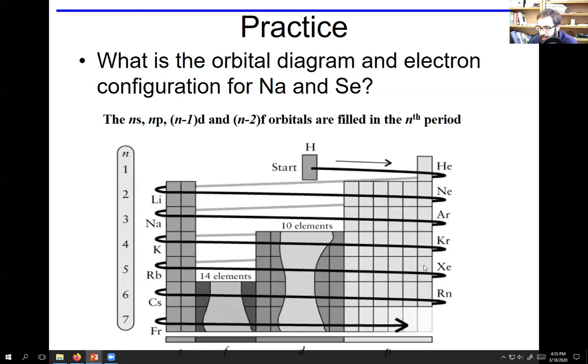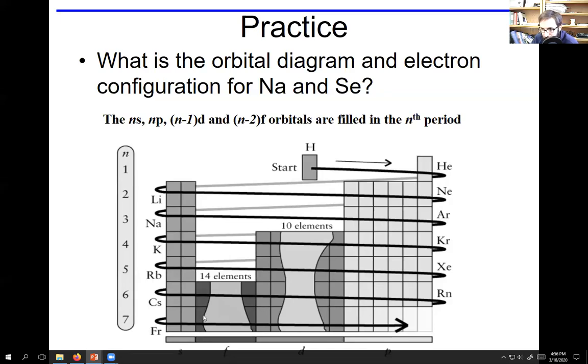5p6 gets you to xenon. 6s2 gets you to barium. 4f14 gets you to lutetium. And then you're going to be over here. So we did 4f14, 5d10. That's going to get you to mercury, Hg. Row 6, right? 6p6 gets you to radon, Rn. 7s2, that gets you to radium, Ra.